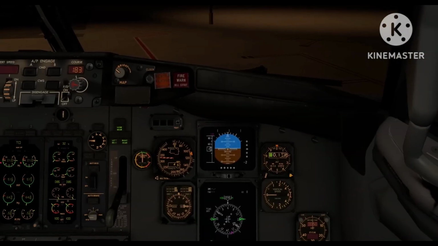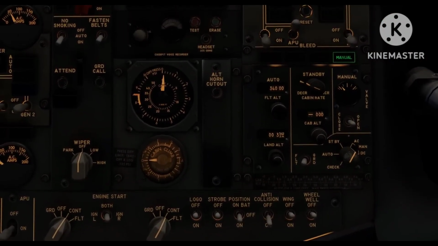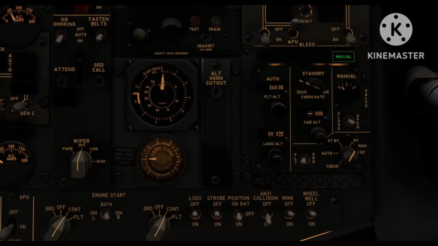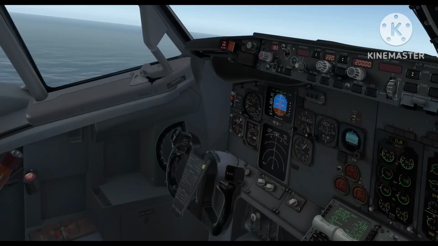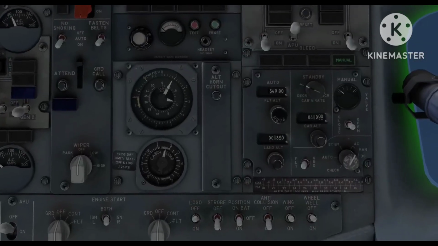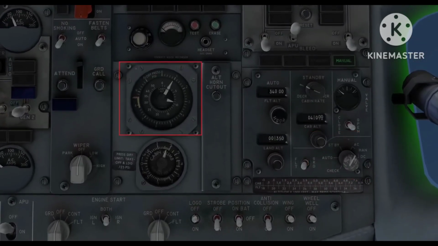During their night shift, the engineers conducted a pressurization check. This process required setting the pressurization mode selector switch from auto to manual to close the outflow valve and pressurize the aircraft using the APU. Despite stating they had reset the switch back to auto, the investigation revealed that it likely remained in manual.